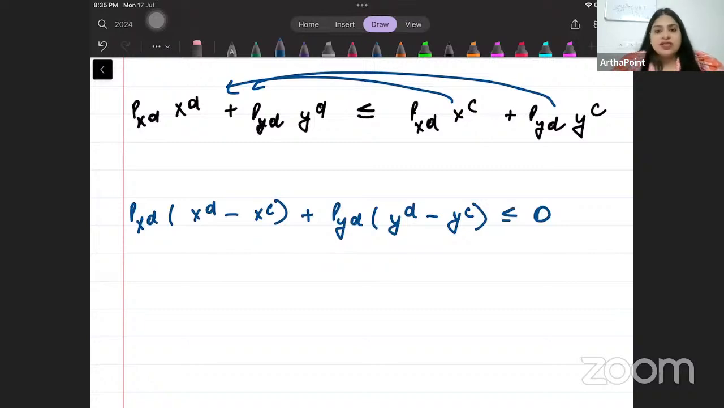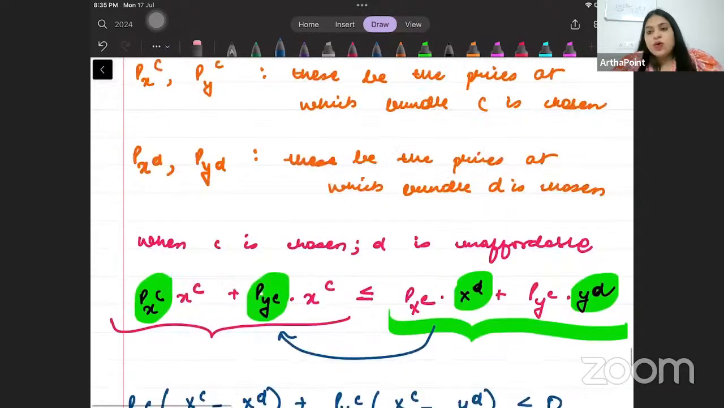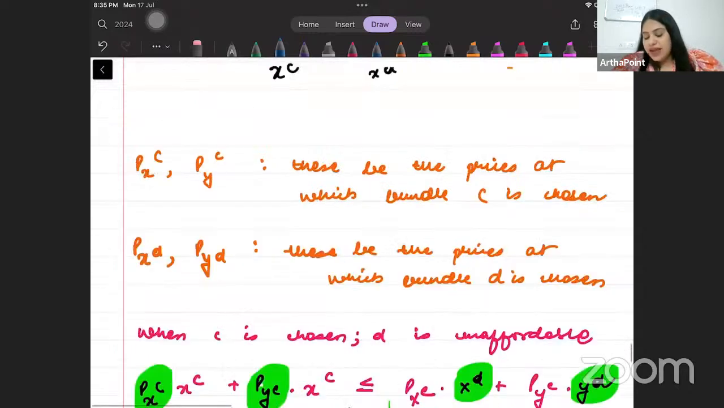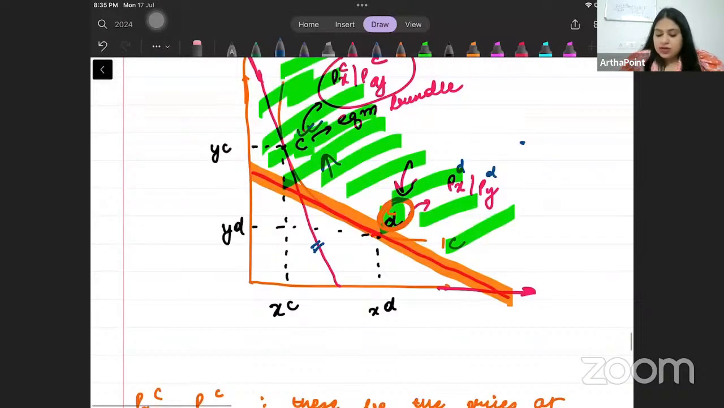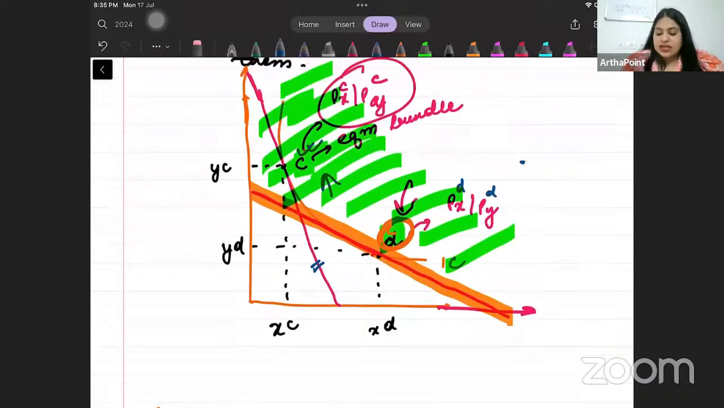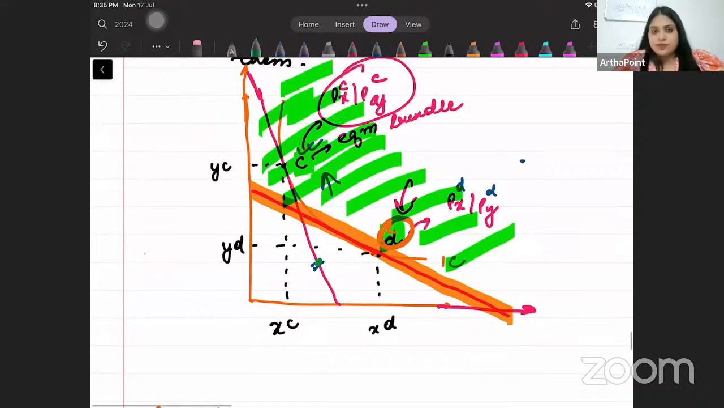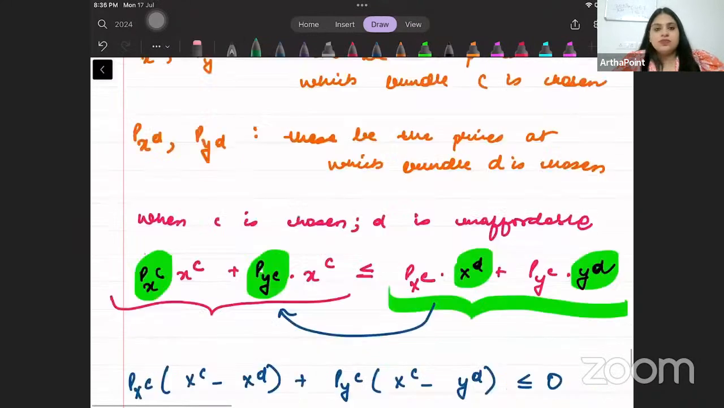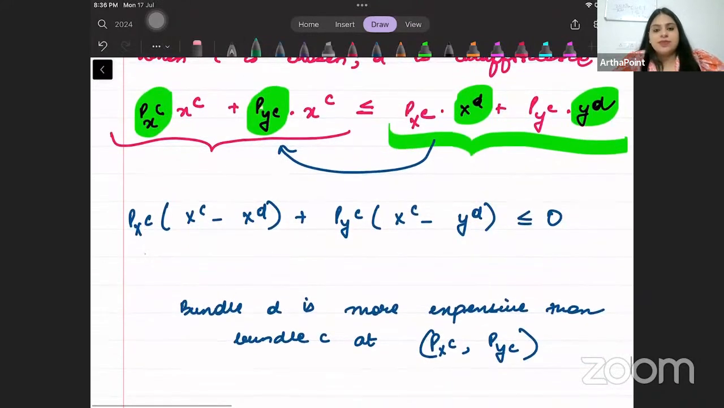No. Case of perfect substitutes. Weak inequality means there might be a case that the two are exactly affordable. Maybe your D lies here. Okay, so you're saying in terms of IC, yes, you're right. Then my IC will be a straight line. It will be perfect substitutes. Correct. That's correct.